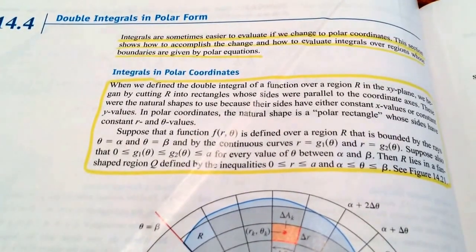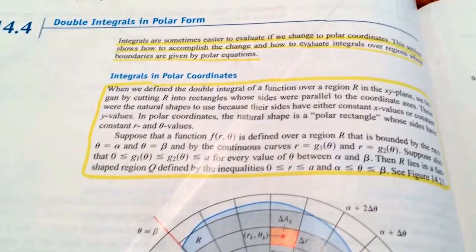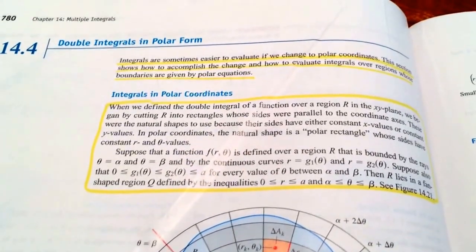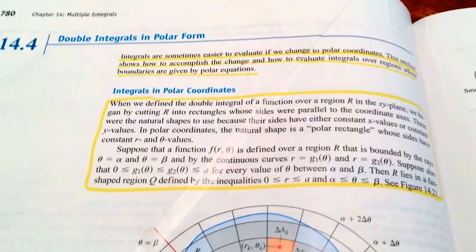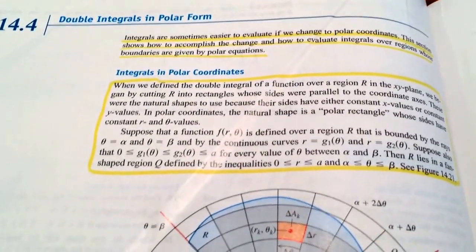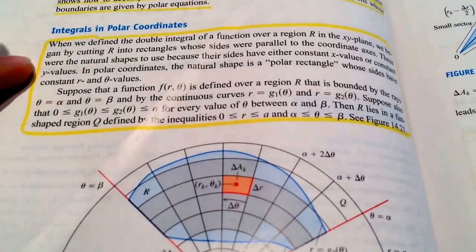Just like in section 14.1, where we looked at how you can divide the region up into rectangles, and then you can use those as the base, and the height is determined by the function. So you're finding the volume of these little boxes to approximate the volume. Here they have these things called polar rectangles, and they talk about it in this paragraph.